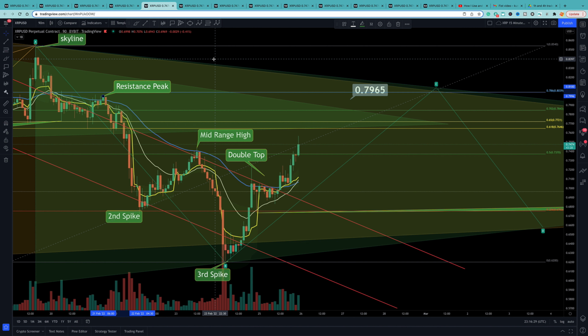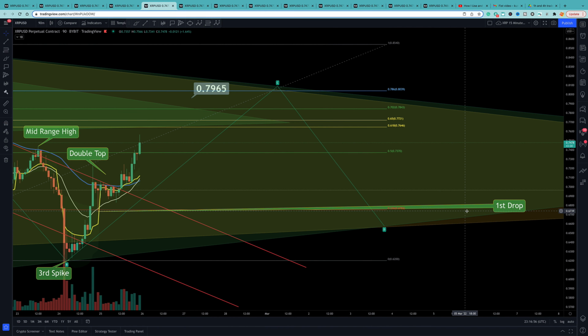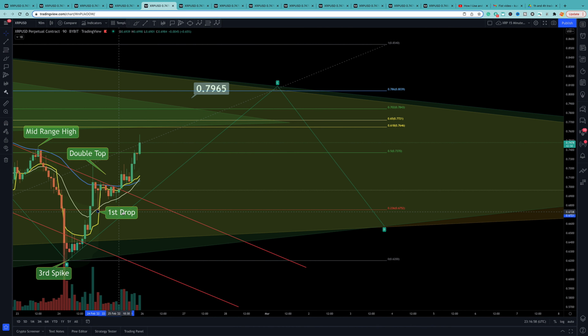So it's good to just get used to talking your way through the process of the divergences on the MAs, relating them to the different stages of the arc, and knowing that, okay, if you're hitting skyline, you're looking for a resistance peak, second spike, mid-range high, third spike, double top. First drop is a tricky one.